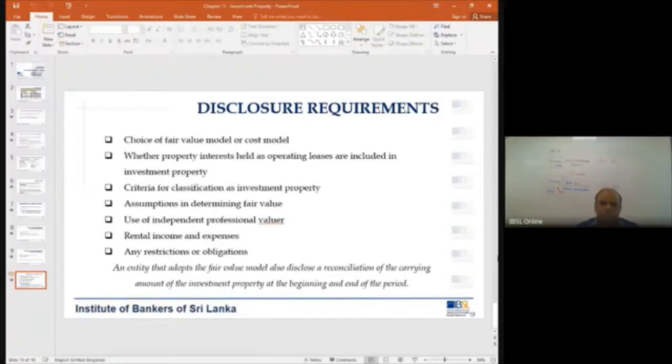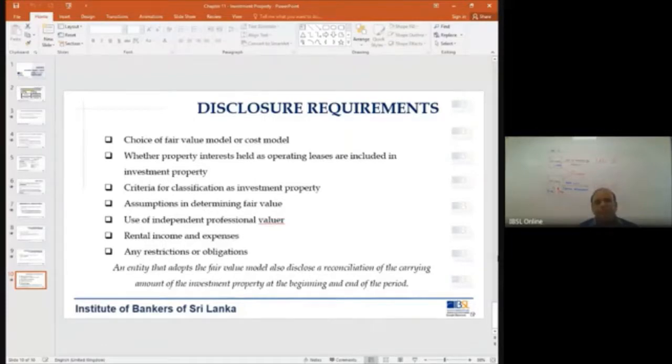Then, whether property interest held as operating leases are included in the investment property. So which means whether you have taken any property for renting out purposes. If that is there, then you have to specifically mention that. Then criteria for classification as investment property. Now I explain you the criteria. Whether you have put this as investment property for capital appreciation or for rental purposes, that you have to mention.